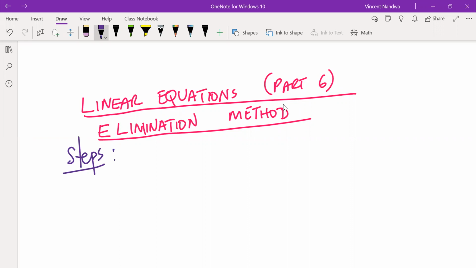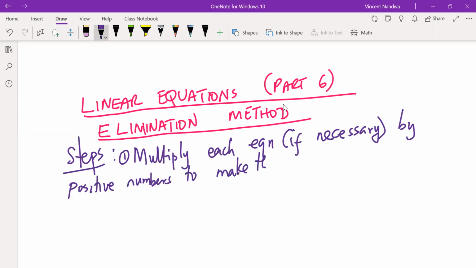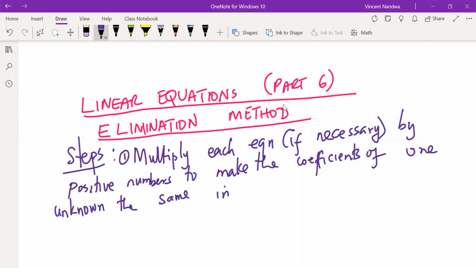So step one, multiply each equation, if necessary, by positive numbers to make the coefficients of one unknown the same in absolute value.